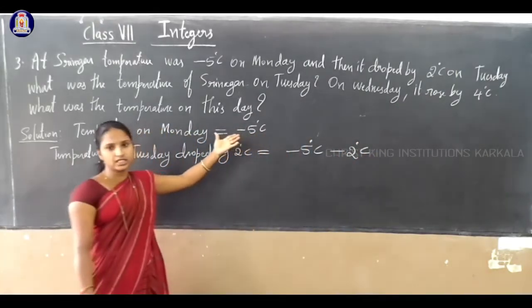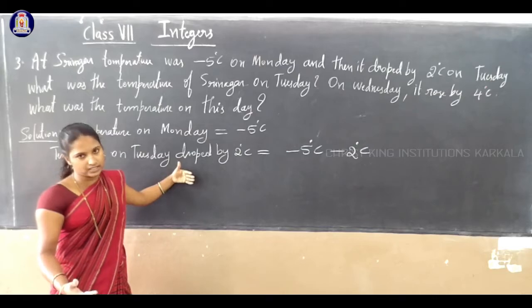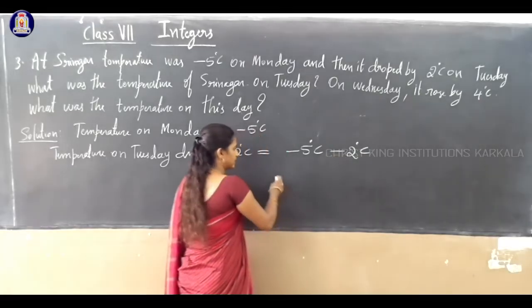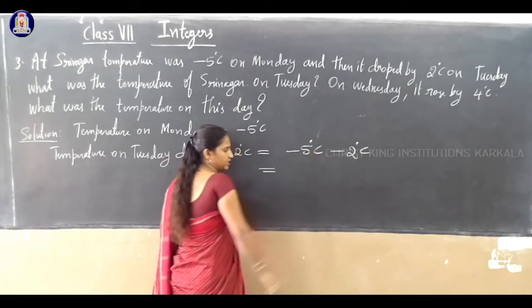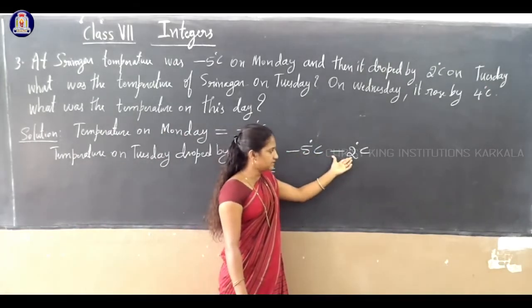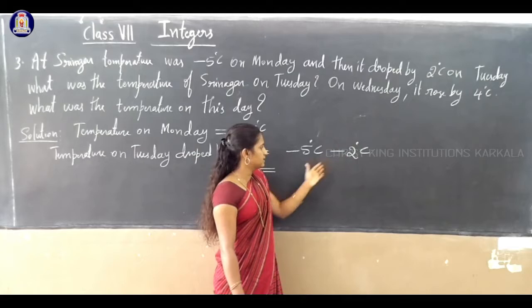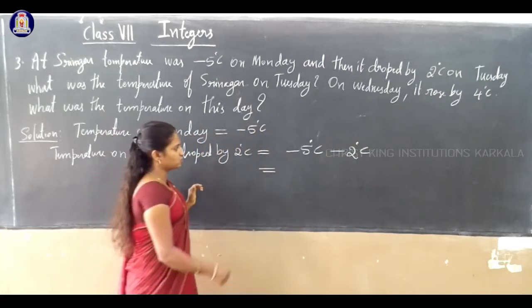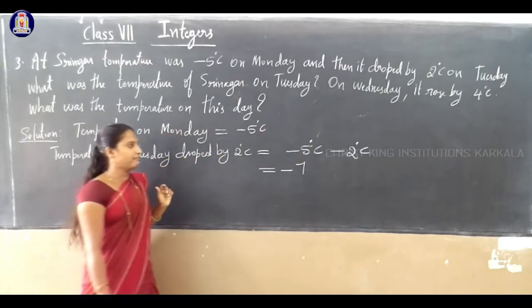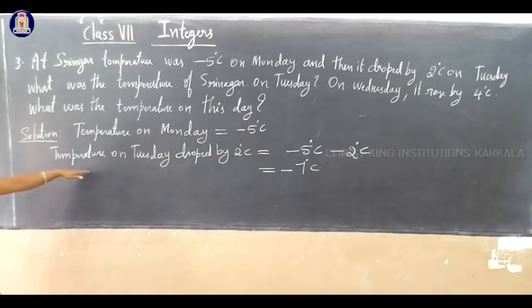So minus 5 degrees Celsius is on Monday. Then Tuesday the temperature will drop by 2 degrees Celsius. So we have to write minus 2 degrees Celsius. See the sign is minus, and here also minus, means same sign. Sign is same, right? So what we have to do? Addition. So minus 5 degrees Celsius minus 2 degrees Celsius. 5 plus 2 we get 7. Correct? So the answer is minus 7 degrees Celsius. That is the temperature on Tuesday.